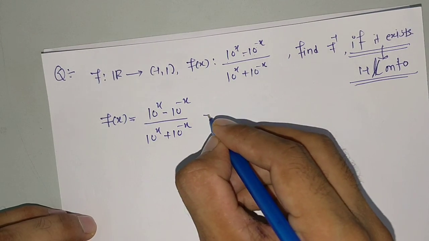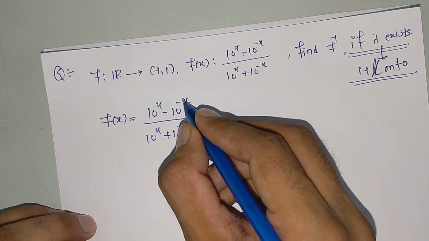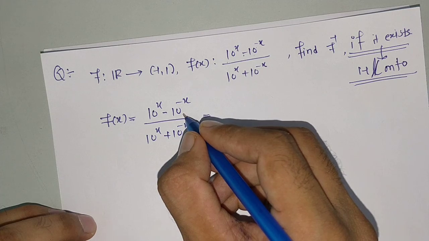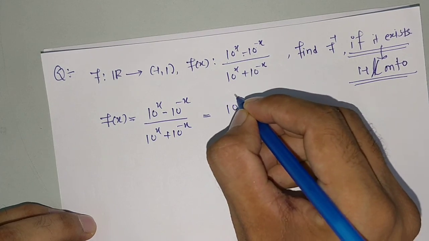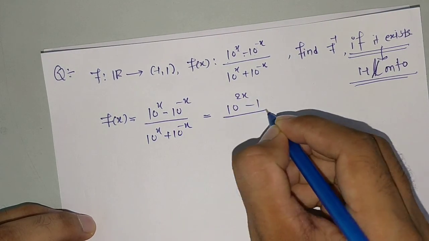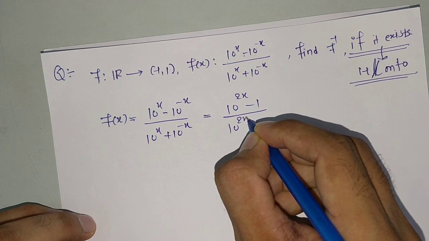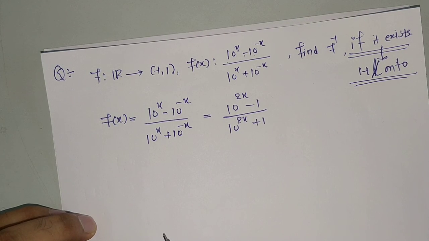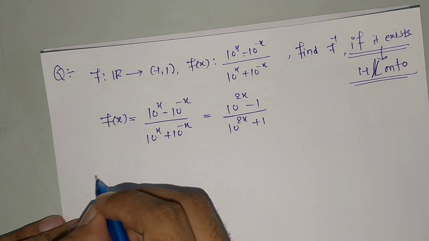Okay, so if we simplify, we'll get, see, over here the negative power I can write as 1 upon 10 to the x, and take the LCM. I'll get 10 raised to 2x minus 1 upon 10 raised to 2x plus 1. Okay, so now the one-one part.